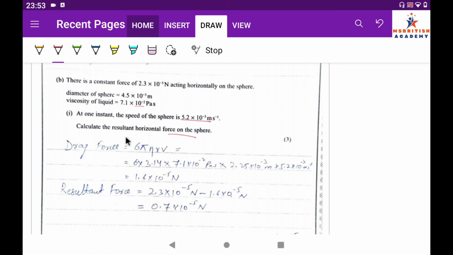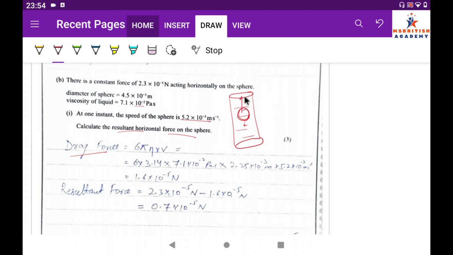Okay, we need to calculate the resultant force. Let's say this is a container or a tube. In this tube, viscous liquid is filled. A ball is moving down with some velocity, but there is a drag force in the opposite direction. If it is moving downward, then the drag force will be upward. If it is moving upward, the drag force will be downward. It is always an opposing force.